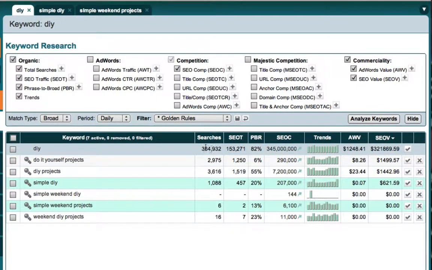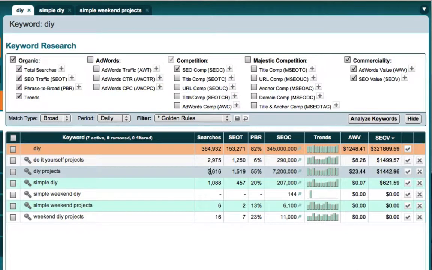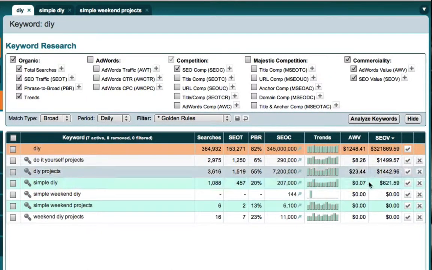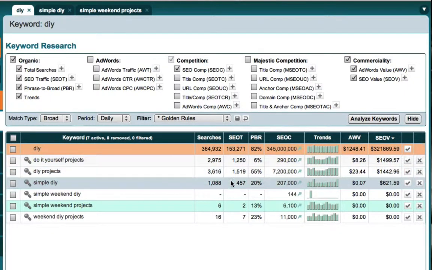That's 82% of these searches, which is the average amount of people that actually search. So this one would be 6% of 2,900, 55 out of 36, and so forth. But my main focus here is search engine traffic and PBR. I don't really look at this other stuff. The money really doesn't matter to me at this point. So we're looking at a few here.